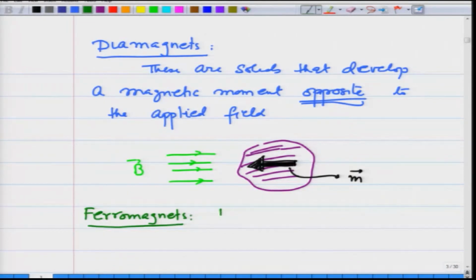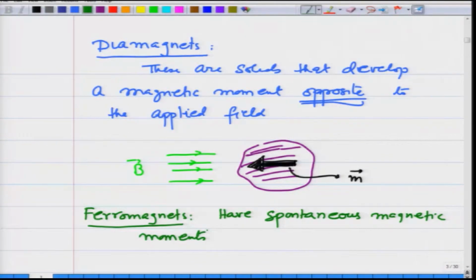That have spontaneous magnetic moments. What does that mean? That means even without applying a magnetic field, these have magnetic moments. The magnets that you play around with are actually ferromagnets. Then there are related systems to ferromagnets called antiferromagnets, ferrimagnets, that we may talk about, but mainly I want to focus on these three systems in these lectures.